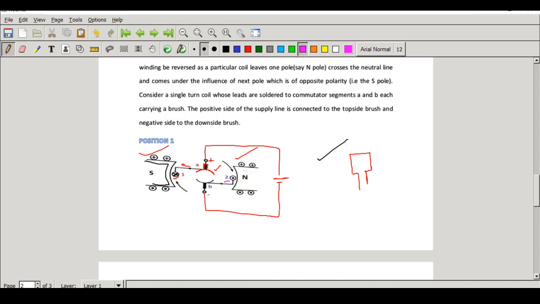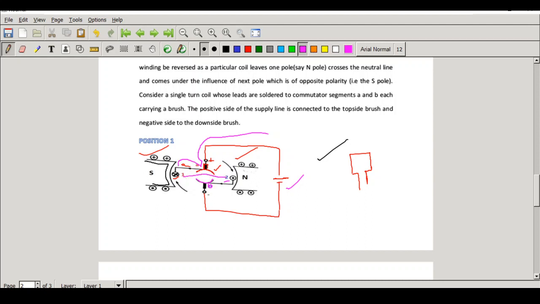This conductor 2 is connected to commutator segment B. This is B. And this commutator segment is also connected to a brush, and you know the brushes are fixed. So basically the electrical input is given between the two brushes. Okay. Now the current which is coming from the positive terminal of the battery will come to this brush, go to the commutator, then go to this conductor, and conductors 1 and 2 are connected.